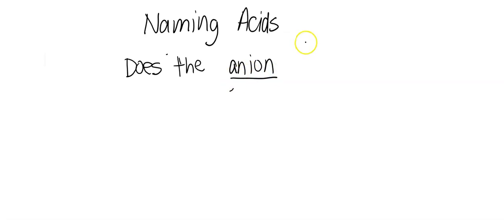Alright, so let's begin. I have an open notebook sheet and I want you to write this information down. So we are naming acids. I'm going to make a little chart here, and you can draw this out in your comp book. Does the anion, remember that this vocab word is the second half of your compound, contain oxygen?